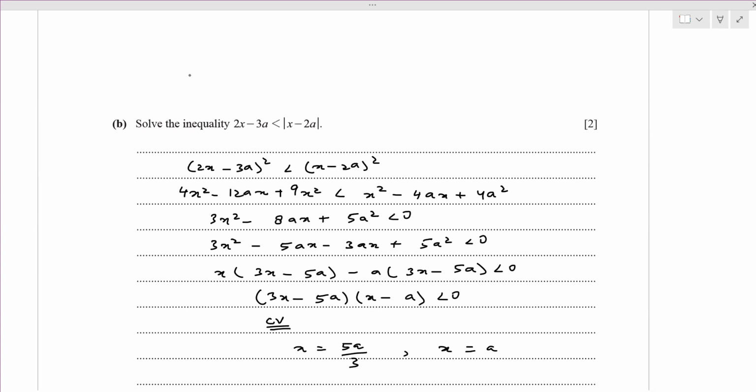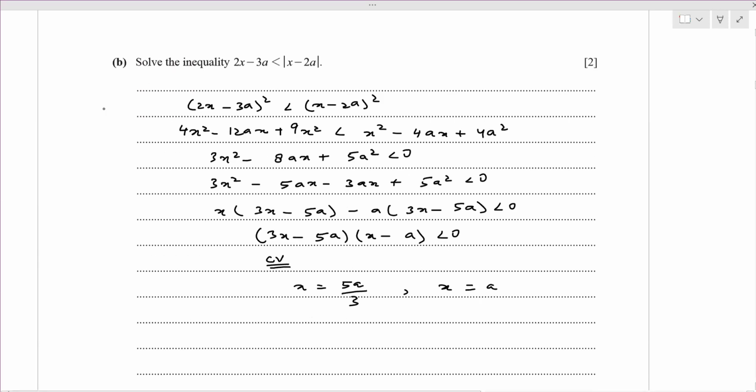So now we have to write it in the form of an inequality. Therefore, in the form of inequality, it will be x, the smaller value here and the larger value here. This is a question of 2 marks. Hopefully it is clear. There's no confusion in the question.